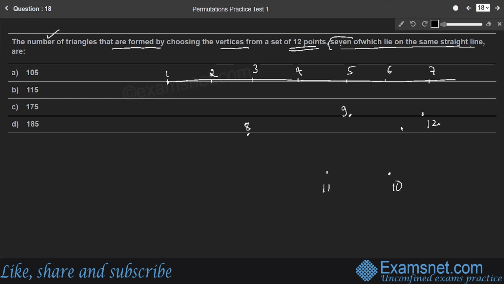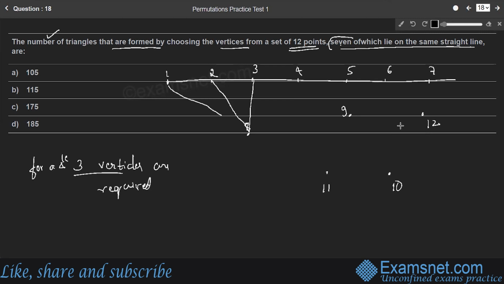So how many triangles can be formed by choosing the vertices? To form a triangle, 3 vertices are required. Therefore, we have to choose 3 vertices. So, for example, we can choose 2nd, 3rd and 8th vertex, these 3 vertices to form a triangle. Or you can choose 1, 2 and 8. Or you can choose 3, 4. In how many ways or how many triangles can be formed?